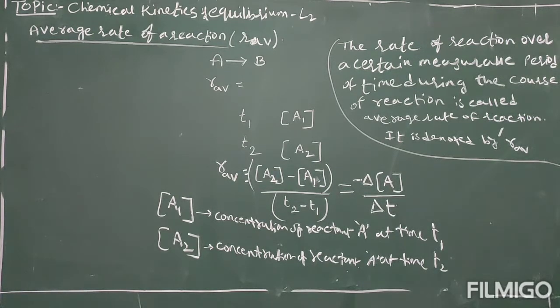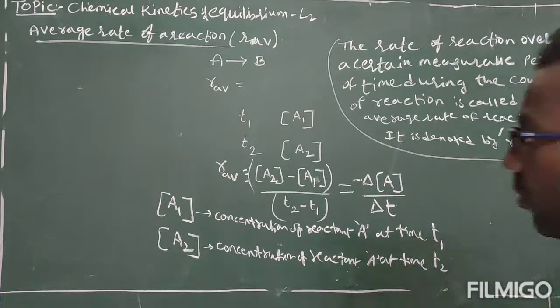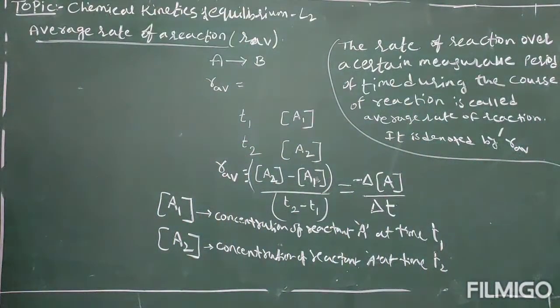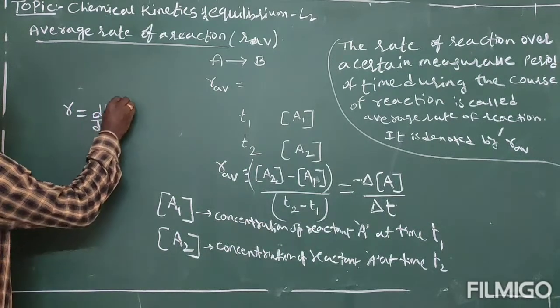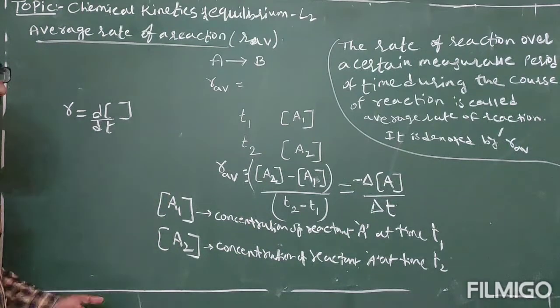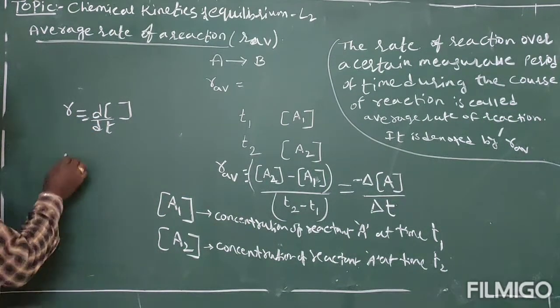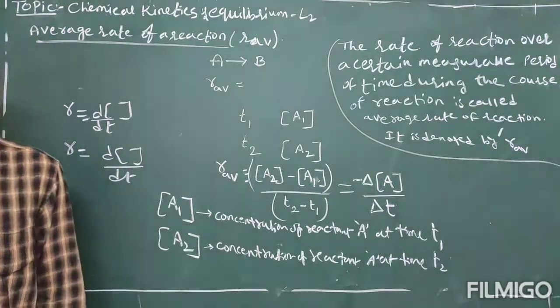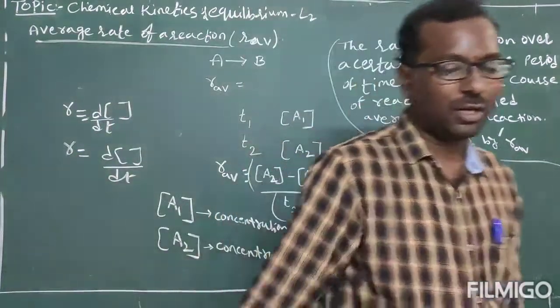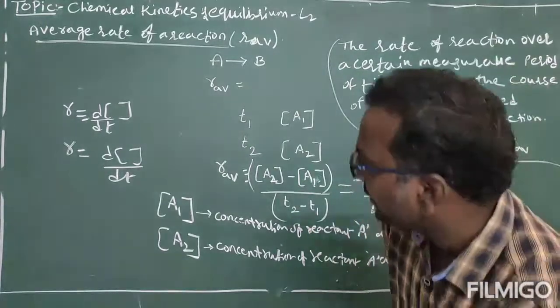What is A1? Concentration of the reactant A at time T1. And what is A2? It is the concentration of the reactant A at time T2. So these are the things we have for the average rate of reaction. And in general, the rate of reaction is d by dt of the change in concentration of the reactants or the products. If it is reactants, it is minus; if it is products, it is plus. So we will have a standard formula for how to write the rate of reaction.